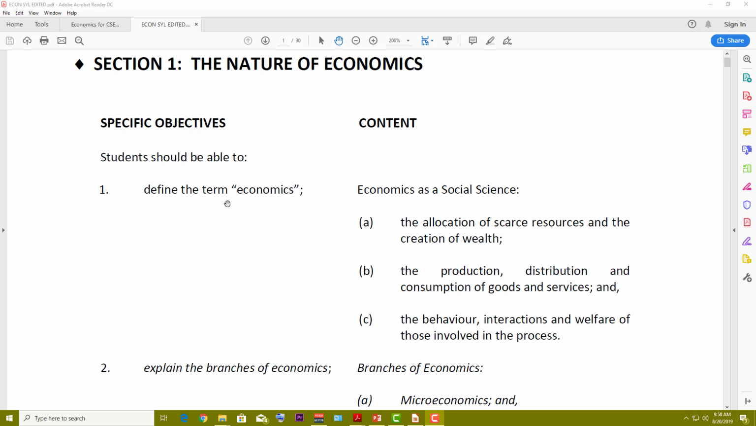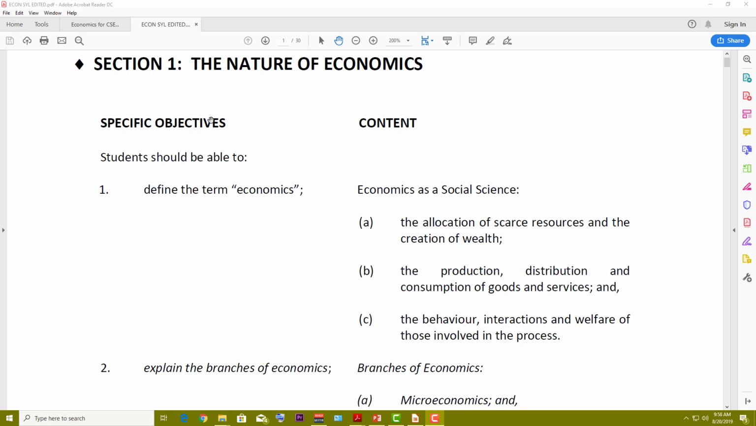So welcome back to Learn SKN, and we are going to begin working with the economics syllabus in this video. So this is the syllabus you see right here. We're starting with section 1, of course, the nature of economics.